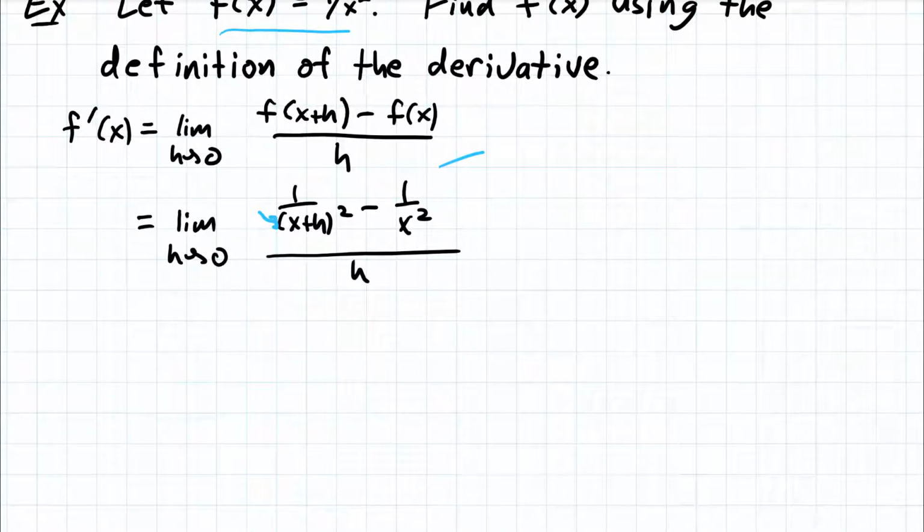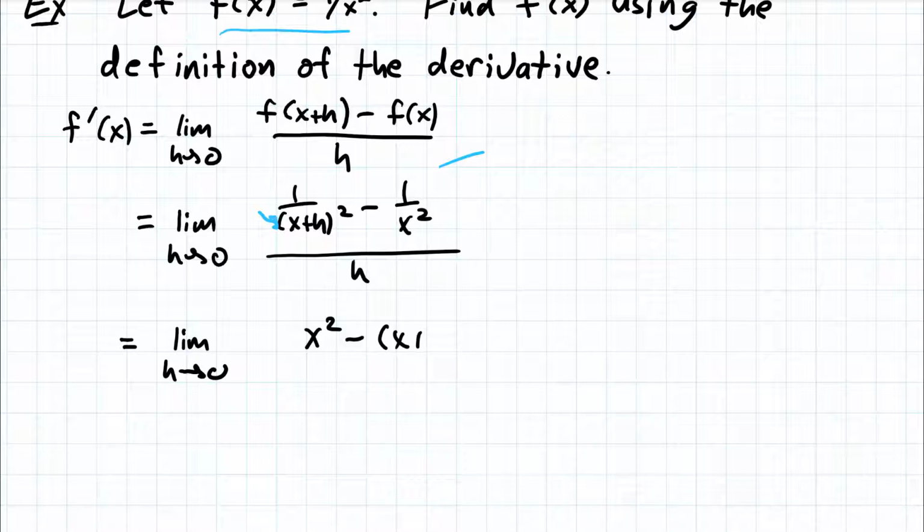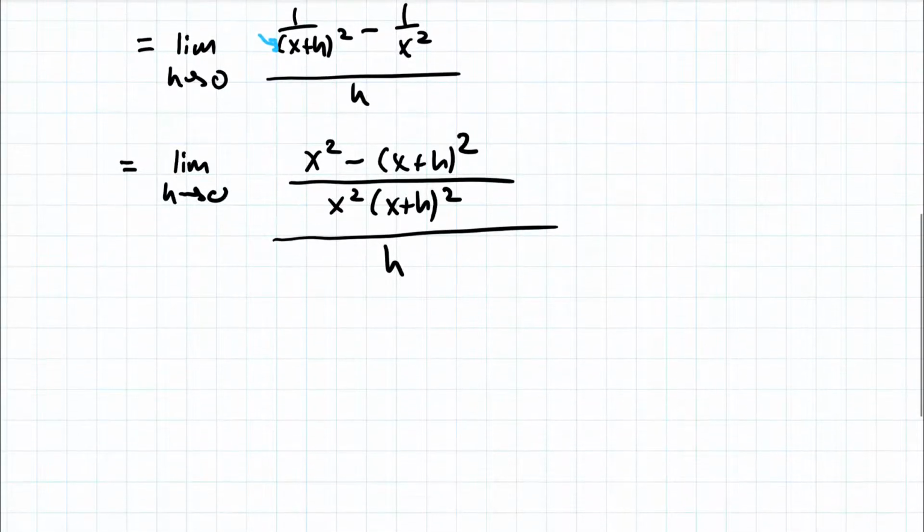All right, so we have fractions, so it's very natural to get common denominators. So you can multiply the first one by x squared over x squared, and you'll get x squared in the numerator. And the second one you'll multiply by (x plus h) quantity squared over (x plus h) quantity squared. So you'll get that in the numerator, and an x squared times (x plus h) squared in the denominator. And don't forget this whole thing was divided by h.